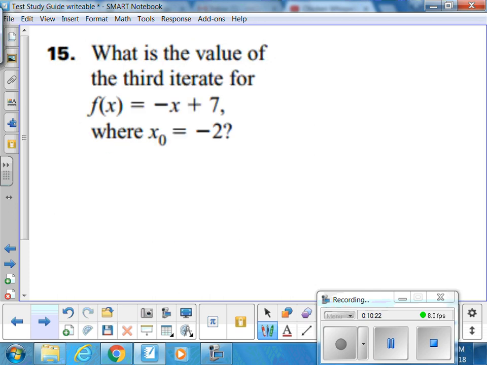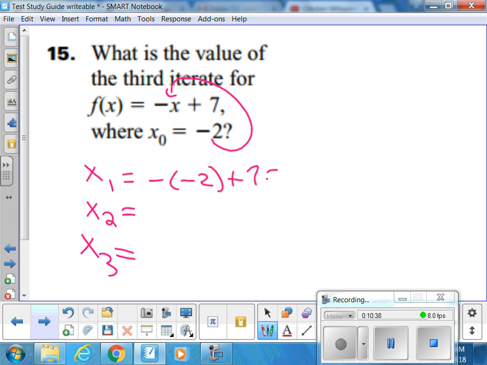Iterates are my favorite. Do you remember how iterates work? We're going to find the third iterate. So we actually have to go through all previous iterates to get it. So iterate 1. To get iterate 1, you're going to take a -2 and put it in for x. So it'd be -2 plus 7. What is iterate 1 end up being? 9. Good.